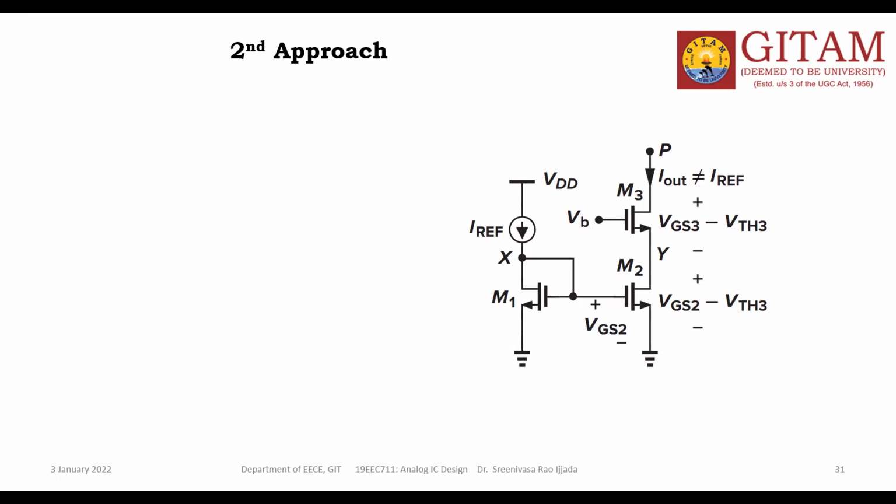Okay, so this is the first approach and second approach. In these two cases, we failed to exactly get the current. Whatever the current is in this branch, the same current should be in this branch. I am not bothered about whatever is inside the circuit, but finally the amount of current in this branch should be the current in this branch. Both should be equal.